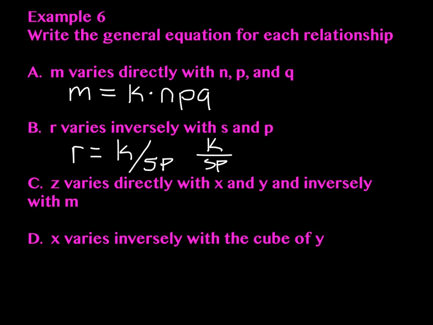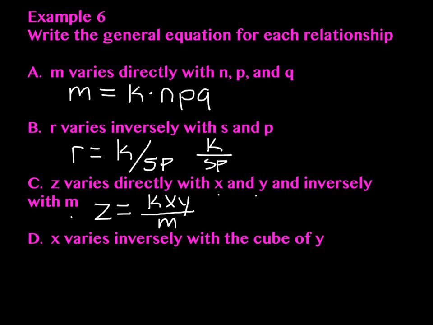All right, z varies directly with x and y and inversely with m. Z varies directly with x and y, so I want kxy. And inversely, we put it all over m. Some people want to look at this and they want to go kxy, k divided by m, and then think maybe there's two different k's. It's one k times x and y and divided by m, all in one thing.